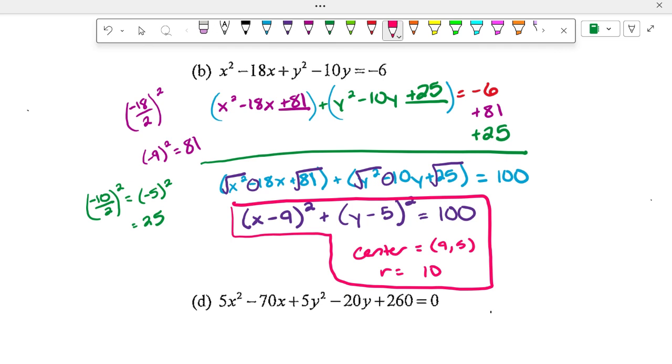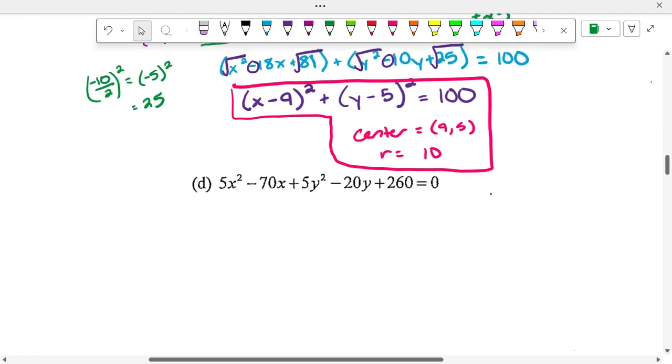All right, one more and then we're done for today. Let's do this one fast. I don't think you want to do this one fast. Oh. Look at letter D.